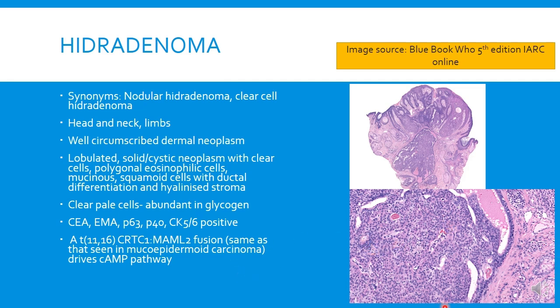A translocation that is associated with this tumor is the t(11;19) CRTC1-MAML2 fusion. It is noteworthy that this is the same translocation that occurs in mucoepidermoid carcinoma, another relationship to highlight between sweat gland tumors and salivary gland tumors. CRTC1 stands for cyclic AMP regulated transcriptional coactivator, and MAML2 is mastermind like 2. Essentially, this fusion drives the cyclic AMP mediated pathway, which results in the proliferation of cells. So the relation between salivary gland tumor and sweat gland tumor comes out in this translocation.